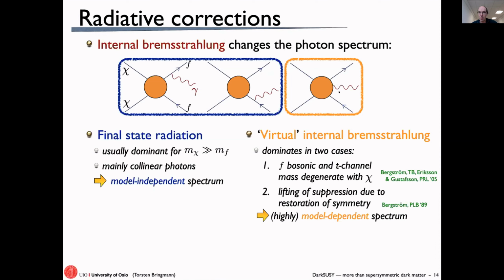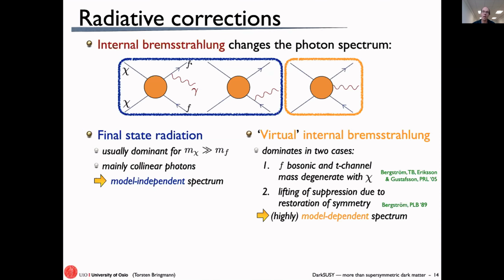And this happens either if the final states are bosonic and there's a T-channel particle that is degenerate in mass with the final state, with the dark matter particle, or in the situation where the two-body annihilation is for some reason suppressed by some symmetry, and this symmetry suppression is lifted once you add an additional photon. Yeah, this doesn't work in this case because, as I said, you have dominantly collinear emission of the photon, which means that the quantum states of this virtual final state are the same as this one.